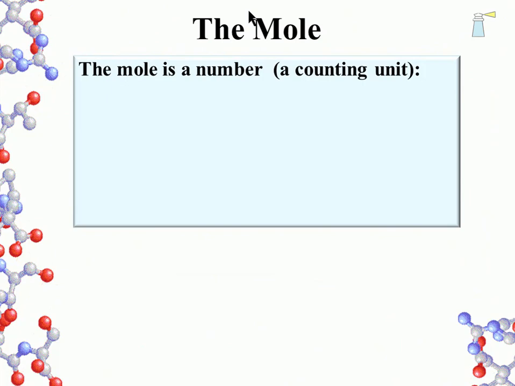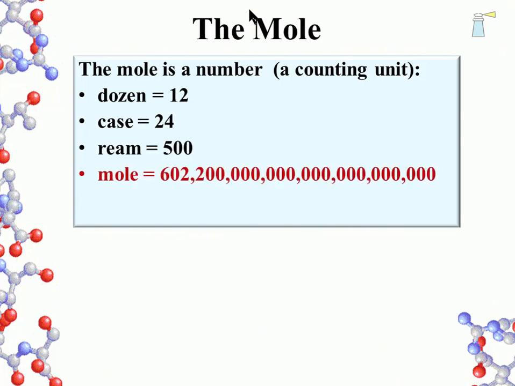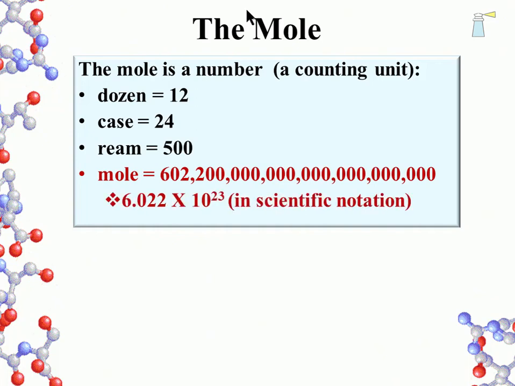Counting units reflect the size and dimension of particular items. Dozen is used for items that regularly come in 12. The case is for items that regularly come in 24, and ream for items that regularly come in larger collections like 500. The mole is used for items that come in very, very large numbers. It is a number that is so large that it is easier to write in scientific notation.